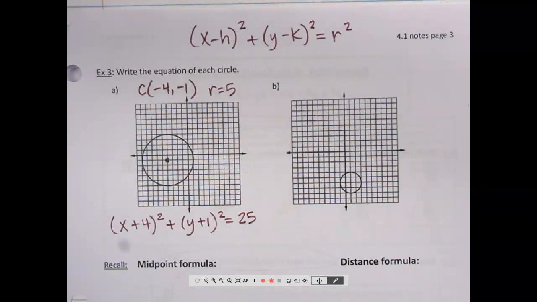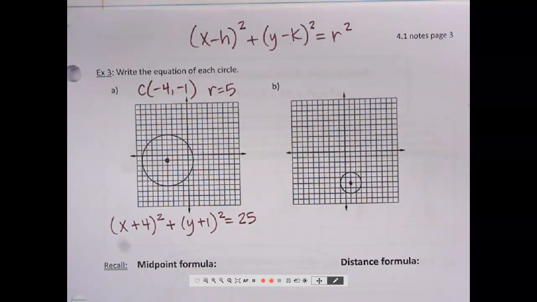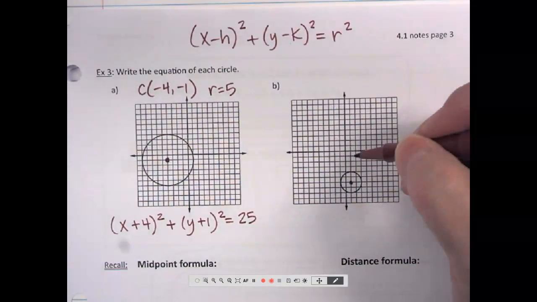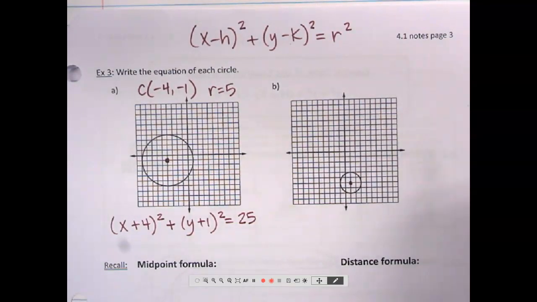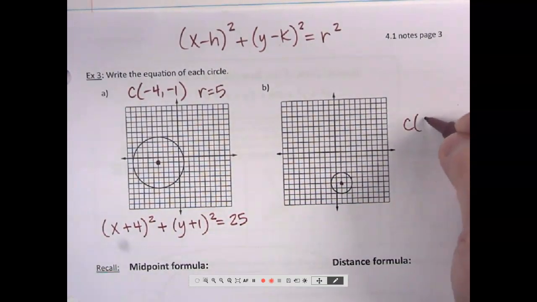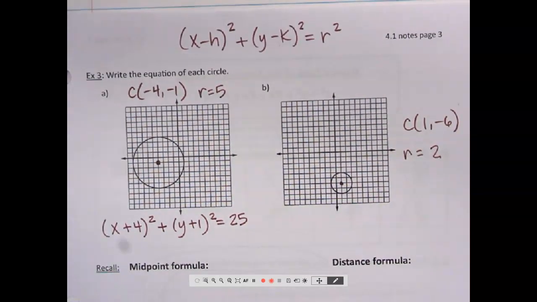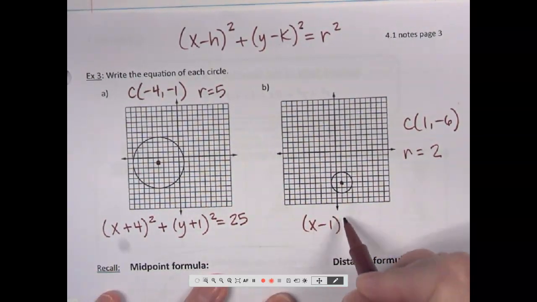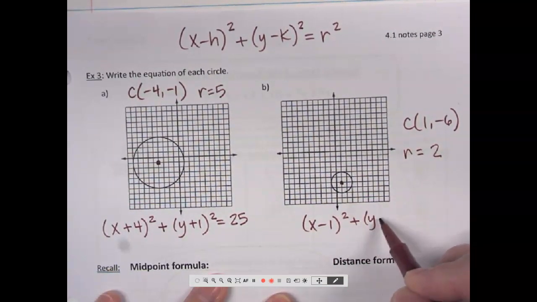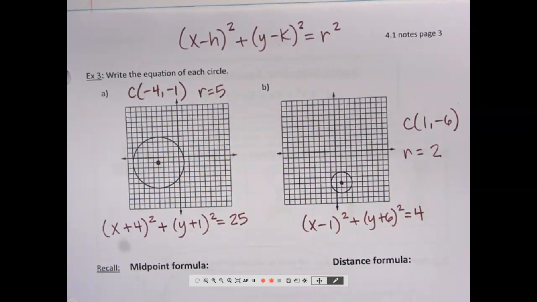Okay, next one. Oh, this one's easier, isn't it? Identify your center point. One, -6. Y'all tell me if you're getting something different. And the radius looks like just 2. So then I can write the equation x minus 1 squared plus y plus 6 squared equals 4.